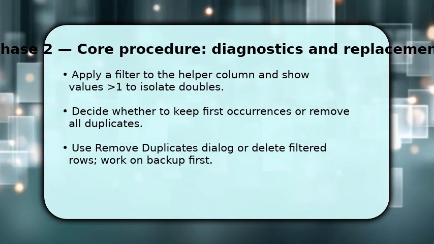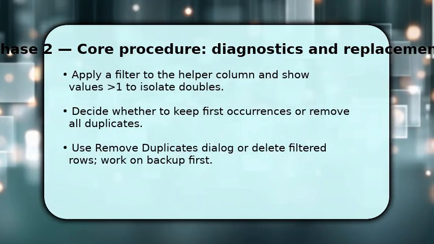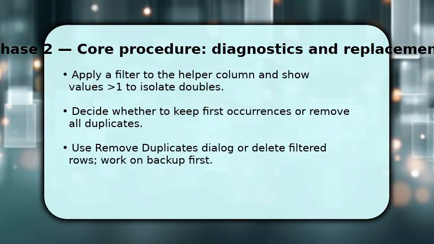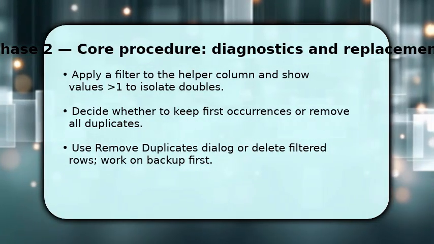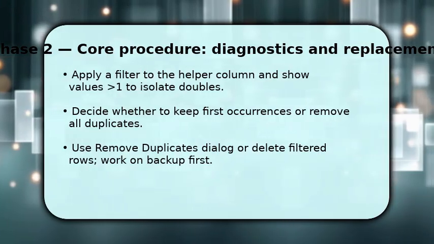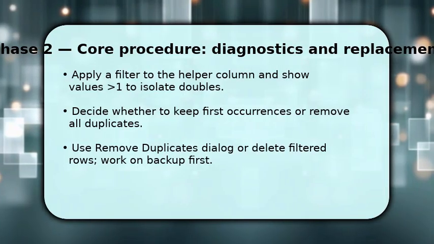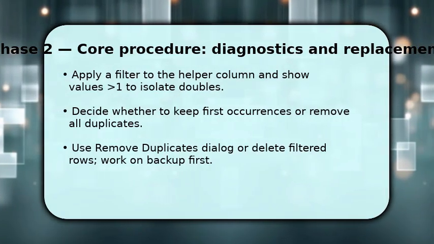Next, choose your strategy. If you want one instance kept, sort the sheet so the first occurrence stays in place, then delete other rows. Or use Data, Remove Duplicates and select the numeric column to let Excel keep the first instance automatically. Make sure to work on your backup if you need to reverse any deletions.